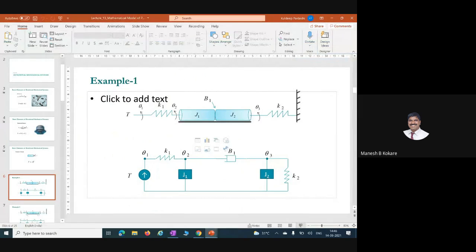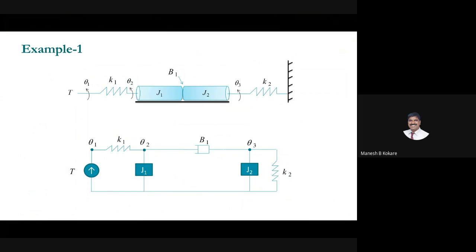Right, now see this example: instead of one spring, there are two springs connected, and two moments of inertia are connected, and the torque is applied here.